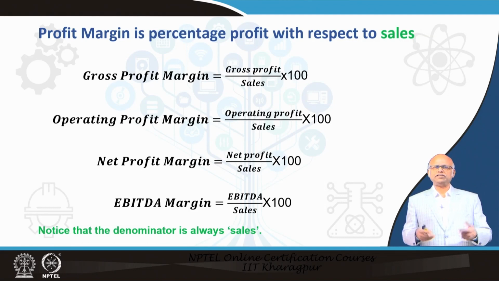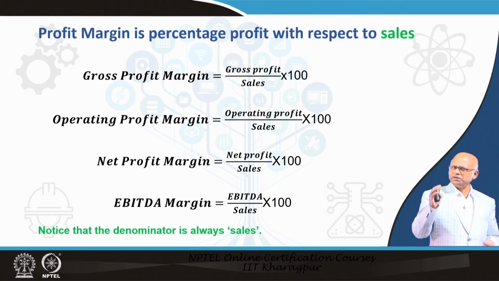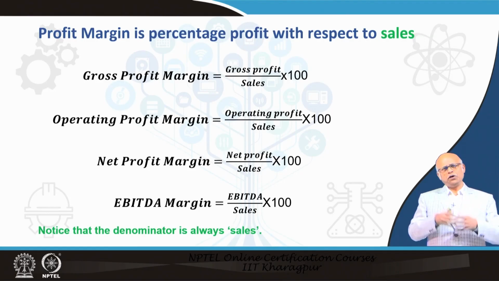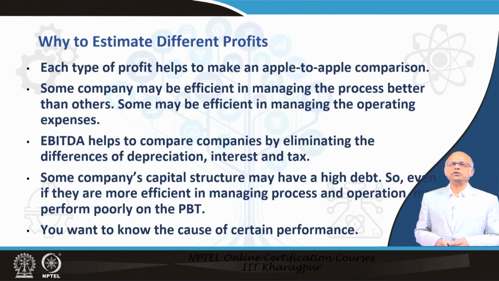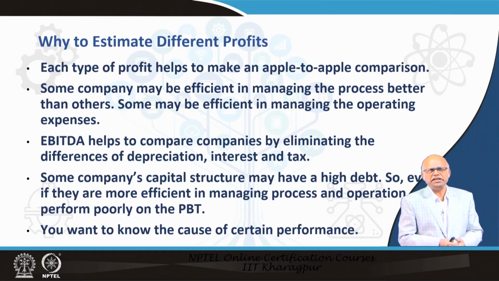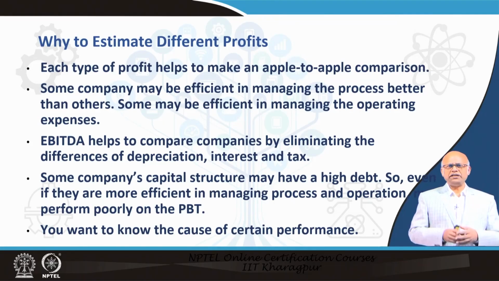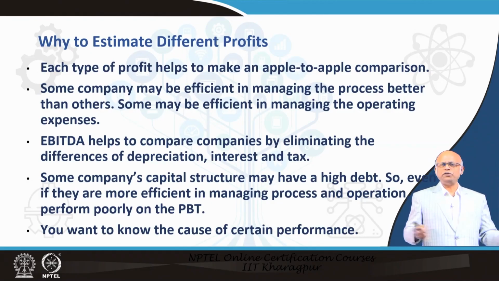So, gross profit margin is nothing but gross profit divided by sales multiplied by 100, and the like. Notice that the denominator is always sales. So, all the margins, the profit margins, are calculated based on sales. Sales is the common denominator. Why estimate different profits, I have already explained, but just remember that you want to make an apple to apple comparison, particularly since the industry's background will be different.